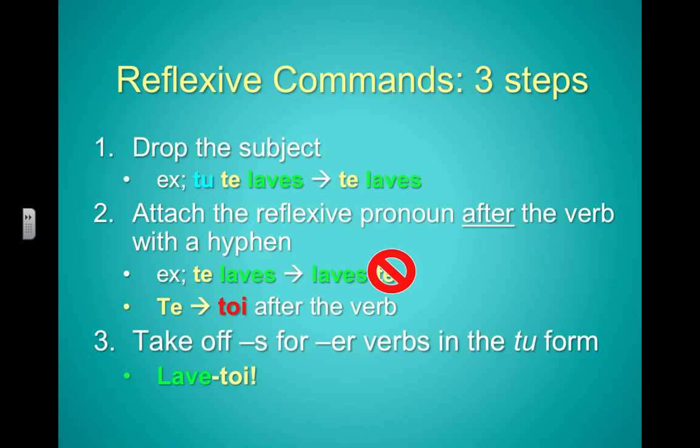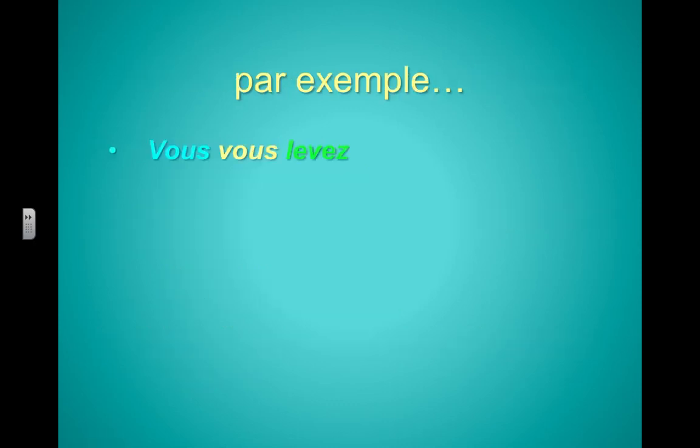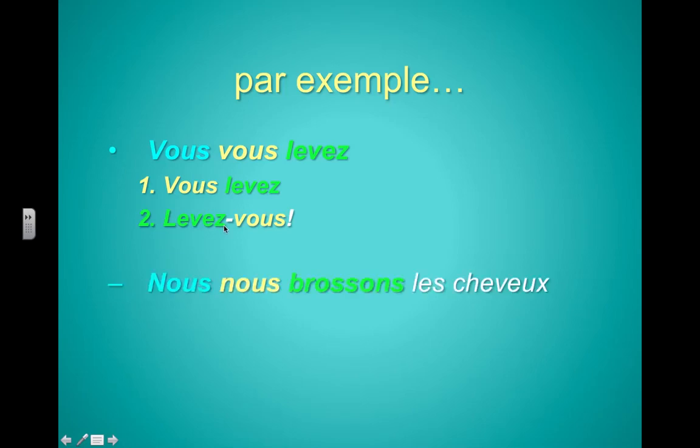The 3 steps sound kind of long, but once you get the hang of it, it's really not so bad. Lave-toi, lève-toi, brosse-toi. They all end in E, which is kind of nice. So here's some examples. You get up. So I want to say, come on guys, everyone, get up. And I actually say this a fair amount. So first thing, we drop the subject. So see, the blue is gone. And then I attach my reflexive pronoun, which is the vous, onto the end. So it becomes levez-vous.